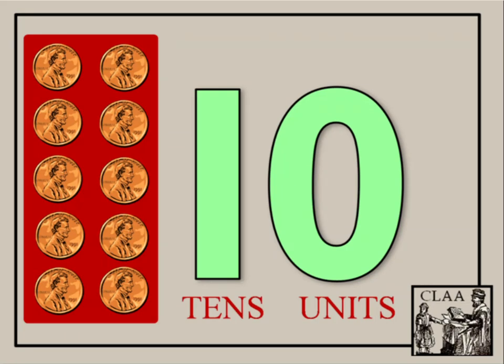And we learned that when we have more than 9 units, we count the number of tens, or the number of sets of 10, and write that number, and then we count the units that are left over. So to write the number 10, we write a 1 for the number of tens, and a 0 for the number of units that are left over. This is the number 10.